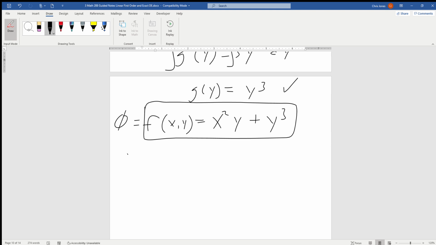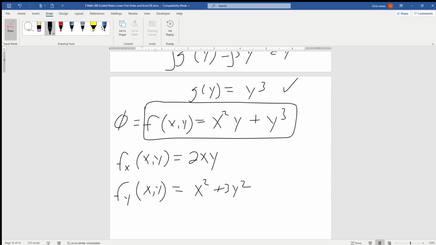Okay, so I'm going to take f sub x, which is the partial with respect to x, and I'm going to take the partial f sub y of the function up top. Okay, so if I take the derivative of this with respect to x, that's 2xy, and then y cubed goes to 0. If I take the derivative with respect to y, the derivative of y is just going to be x squared as a coefficient. Derivative of y cubed is 3y squared. Now remember these. We have 2xy, x squared, 3y squared.